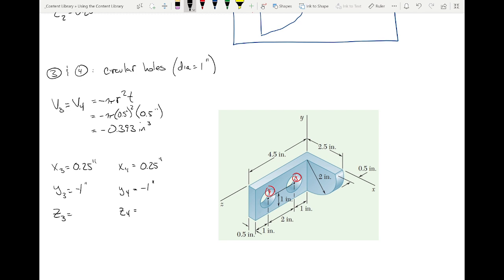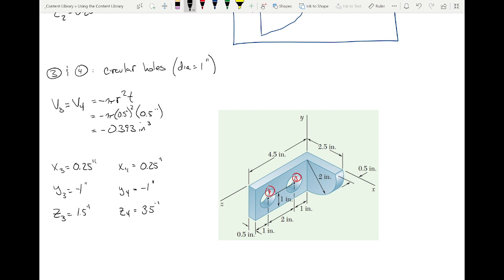So if this is hole 3, z3 is what? 1.5. That's exactly right, because this distance is 1, right? But we have to come out another half inch, right? Half inch 1, half inch 3. So this is 1.5 inches, and this is 3.5 inches. Does that make sense? Everybody okay with that? All right.